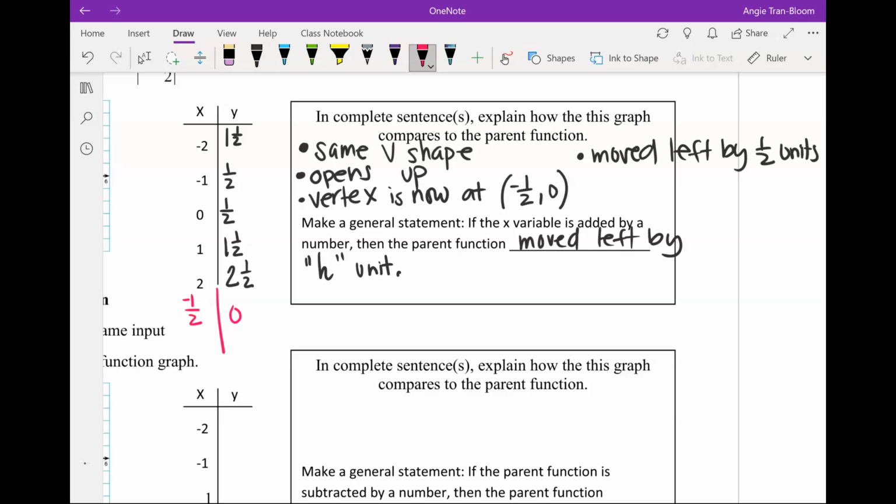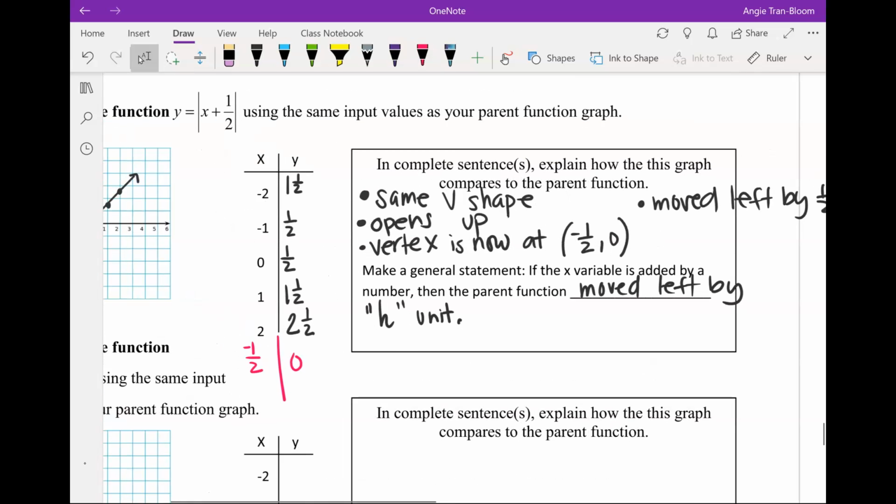Now let's go back and look at our equation. In this example, what is our h value? Be very careful. Positive or negative? Remember, we had this equation, y equals a times the absolute value of x minus h, plus k. Would you agree that always inside it's a minus h?